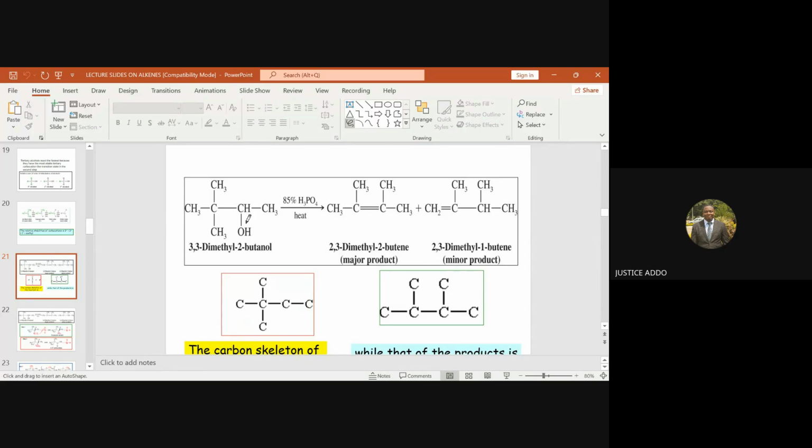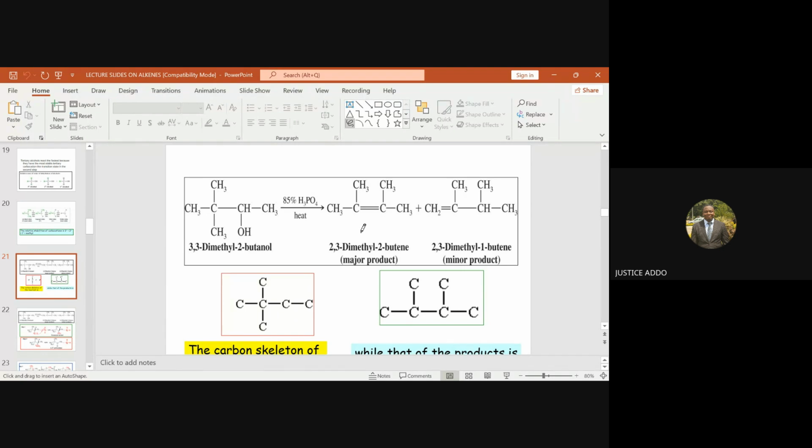Now, of the 2 adjacent carbons, this one doesn't have any hydrogen, but this one has a hydrogen. So if you remove this OH and the hydrogen here, the double bond will come here. And that will give you an alkene. Now that alkene that you are forming will be 3,3-dimethyl-1-butene.